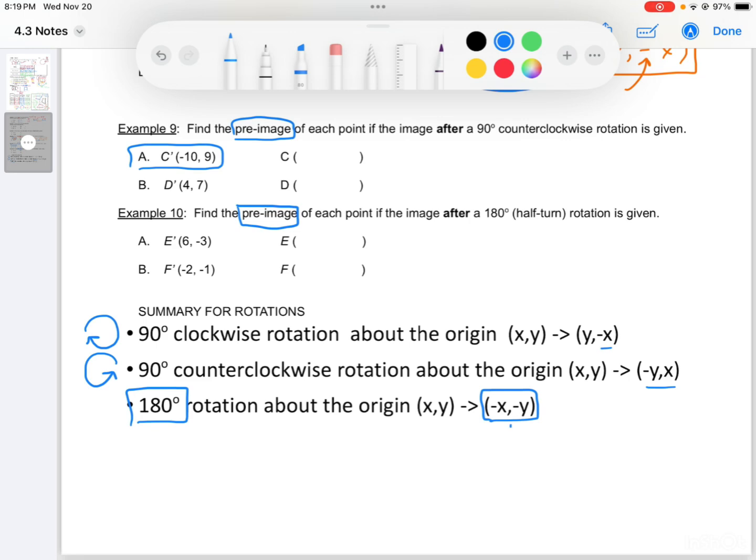Just to kind of tie back into our other rule, that's the same transformation as a reflection across y equals -x. So some of these things will overlap, and as we build and build on these transformations, you'll start to see how they all kind of fit together and how some things can be accomplished in multiple ways.